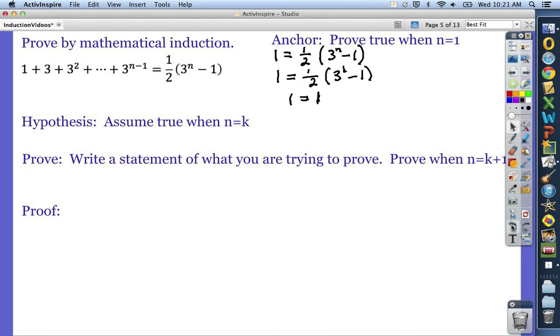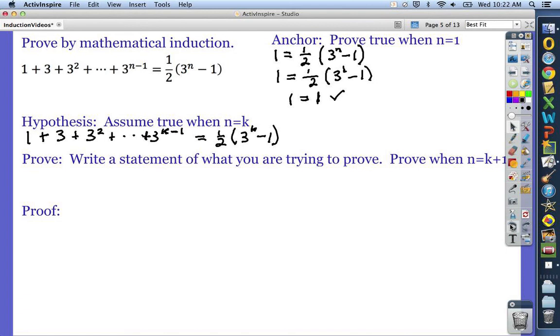Next, we need to do the inductive hypothesis. The inductive hypothesis is when we take the value of n and substitute in k. So we would just get the left side of the expression written out, the only difference being k instead of an n, and the right side written out, again, the only difference being an n replaced with the letter k.